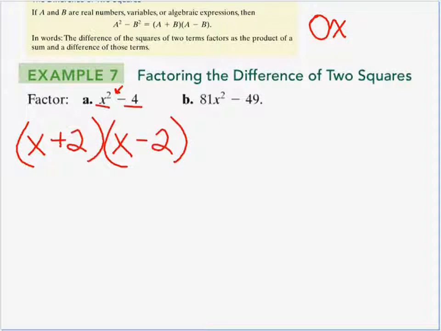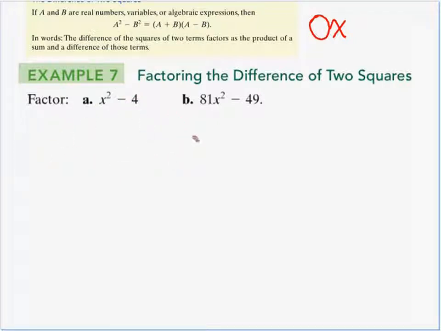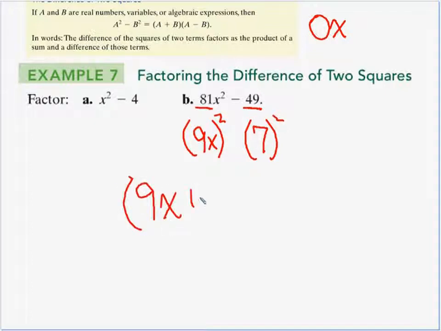There we are. Letter B is easier to do with the shortcut, and these numbers should jump out at you as perfect squares. 81, that is 9 squared. The square root of 49 would be 7, or 7 squared would be 49, so those are the numbers we're interested in. And we also have that x squared, so that would be 9x quantity squared and 7 squared. So those are our two factors. We will have a sum of them, 9x plus 7, and a difference of them, 9x minus 7. The same two terms with differing signs between them, a sum and a difference.